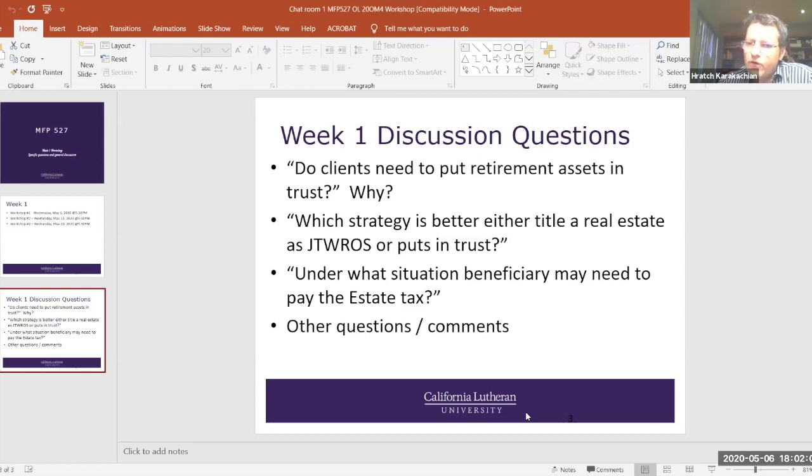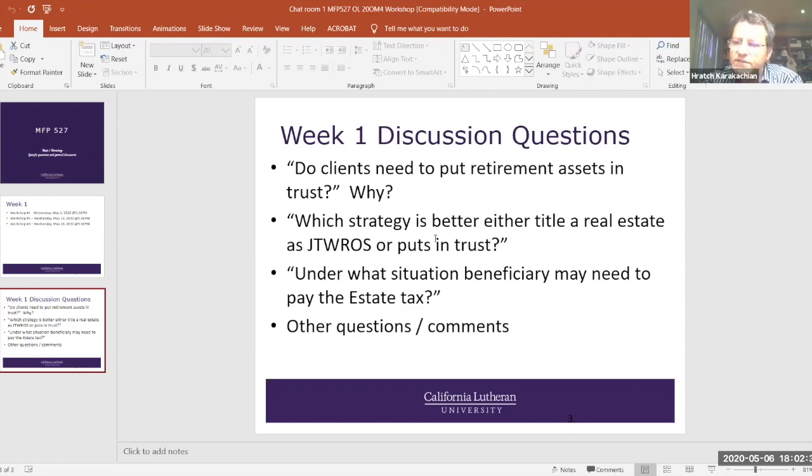The survivor has to do something, has to either do a trust, or there's another option in California, similar to a beneficiary designation form, called a transfer on death deed, TOD. Now, it depends on what the client wants to do.